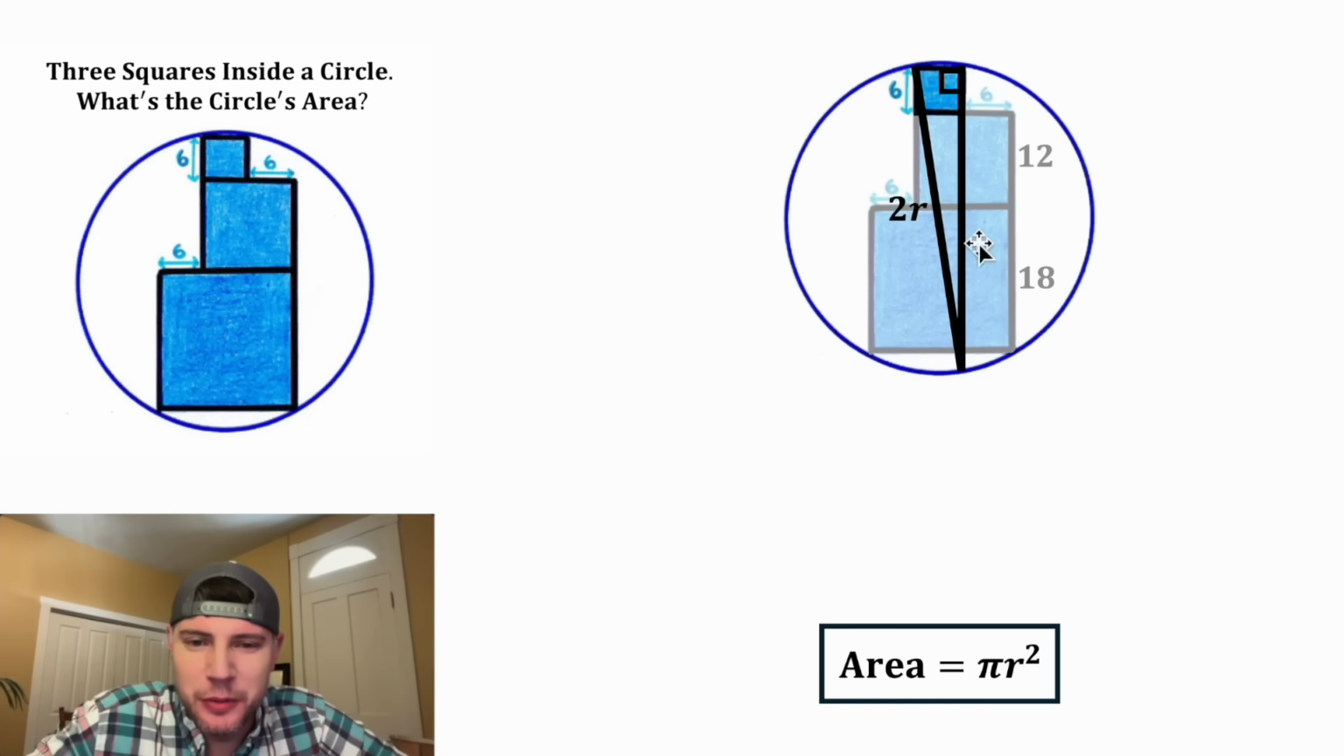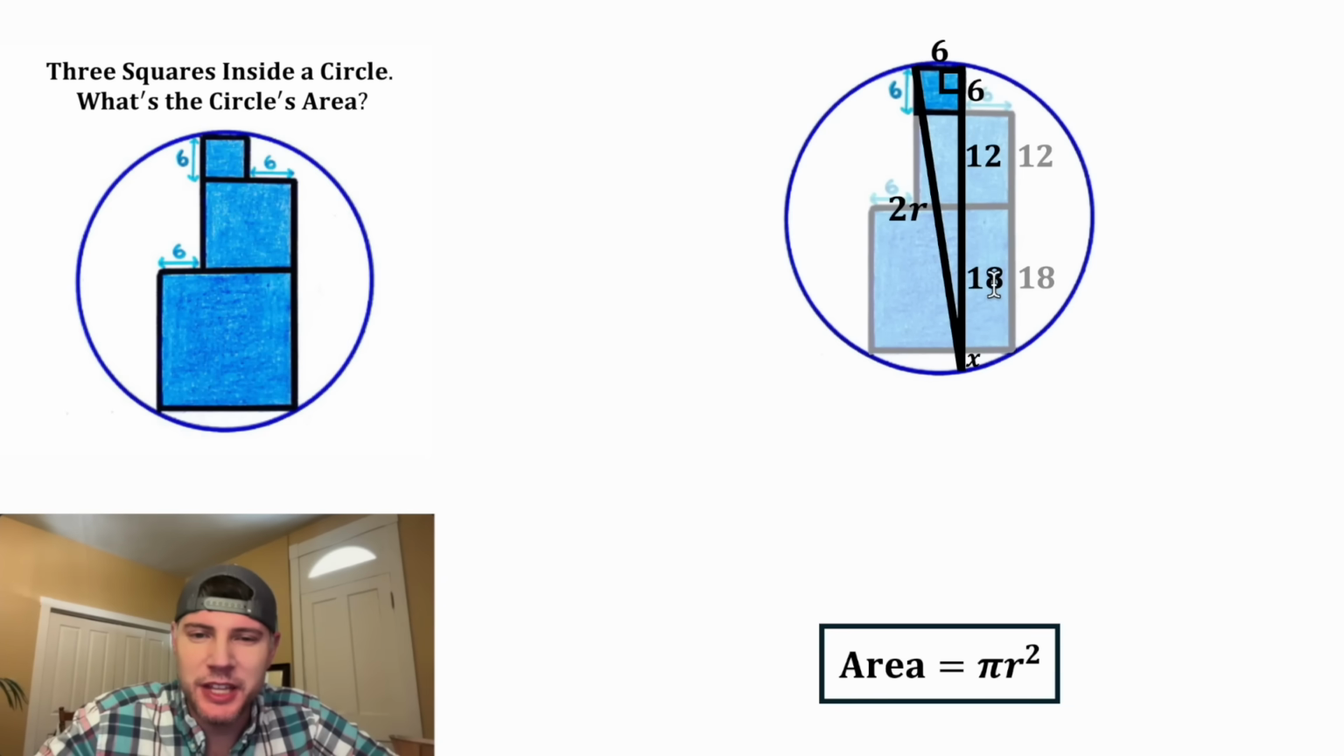Next, I want to see if we can do the Pythagorean theorem with this right triangle. This smallest side is going to be equal to 6 because it's one of the sides of the square. And then this piece of this side is equal to 6. This piece is equal to 12. This piece is equal to 18. And then we don't know anything about this last little piece. Let's call it x.